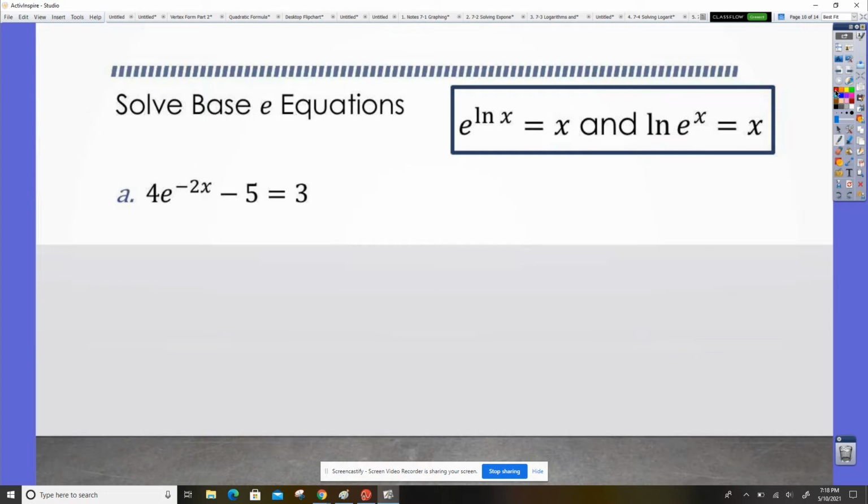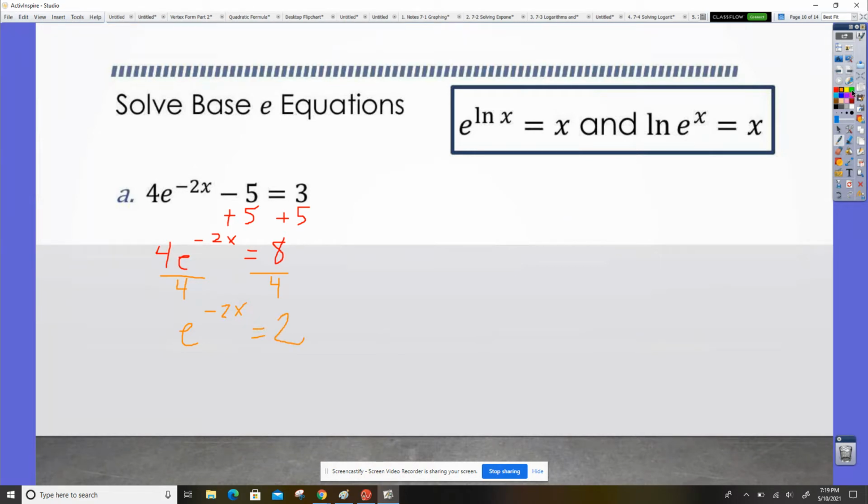Okay, but before we can do that, the first thing we need to do is get that e by itself. So I'm going to start by adding 5 to both sides. Okay, so that gives me 4 times e to the power of negative 2x is equal to 8. Next, I'm going to divide by 4. That way, I can get that e by itself. So that gives me e to the power of negative 2x is equal to 2.